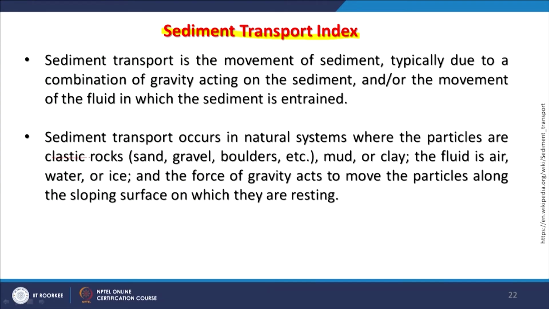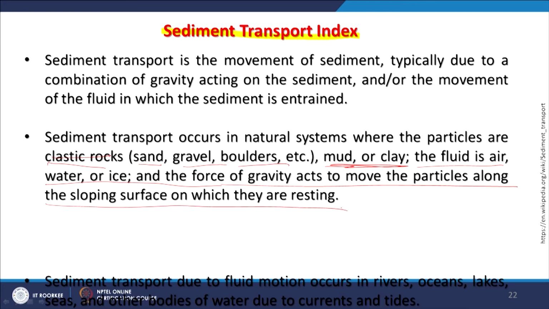The density or the turbidity may vary, but there will be some particles in suspended form or may roll along the stream. So, where particles can be clastic rocks, sand, gravel, boulders, etc., or can be very fine ones, mud or clay, or the fluid in the air. Water or ice, the force of gravity acts to move particles along the sloping surface on which they are resting.